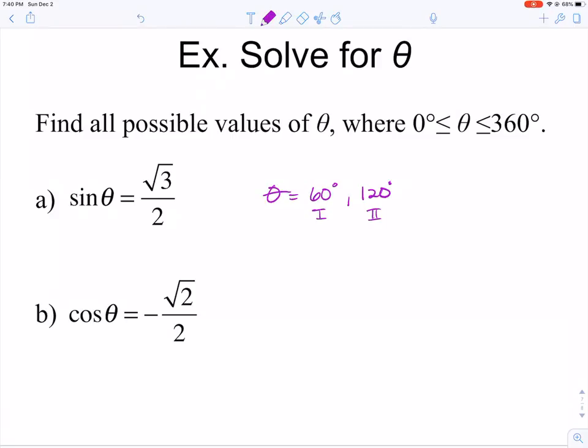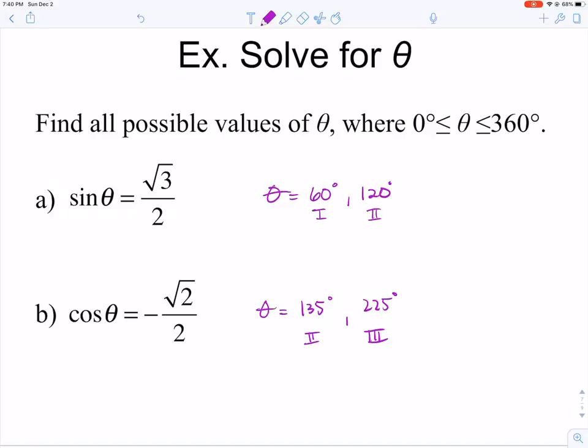Okay, so cosine of theta equals negative root 2/2. Cosine is negative in quadrant 2 and quadrant 3. So in quadrant 2, 3π/4. Oh, not 3π/4, sorry, we're in degrees. So 135 degrees would be our quadrant 2 solution. And then in quadrant 3, 180 plus 45 would be 225 degrees. Make sure you have the degrees, okay?